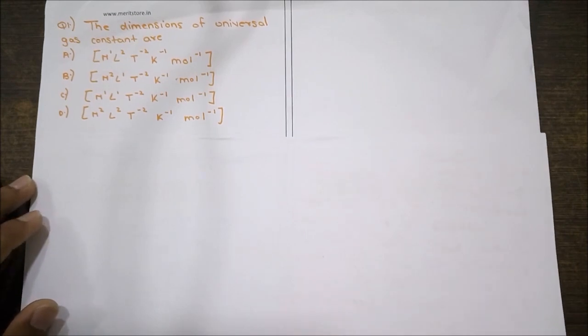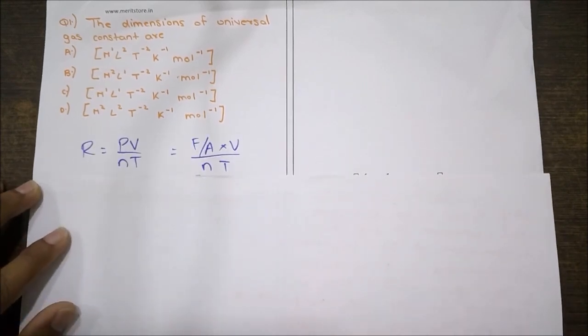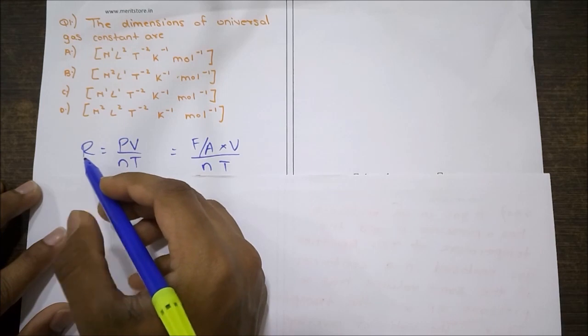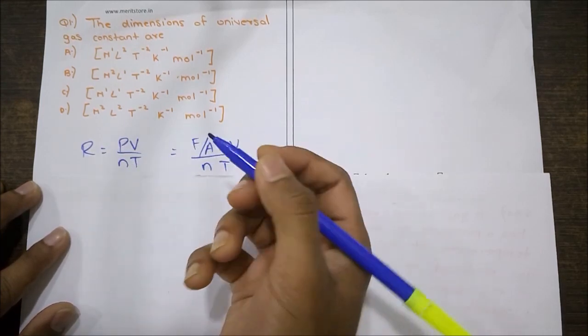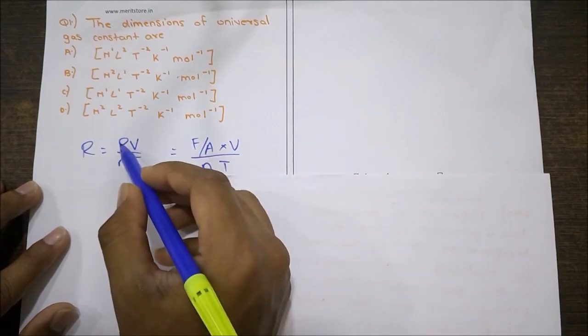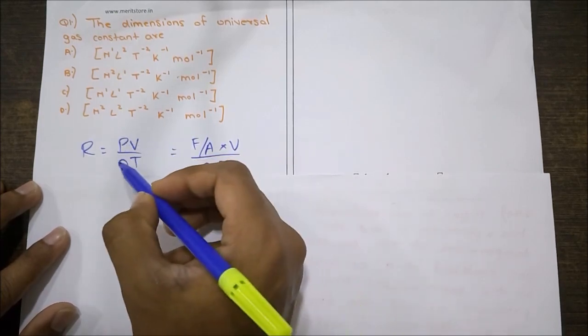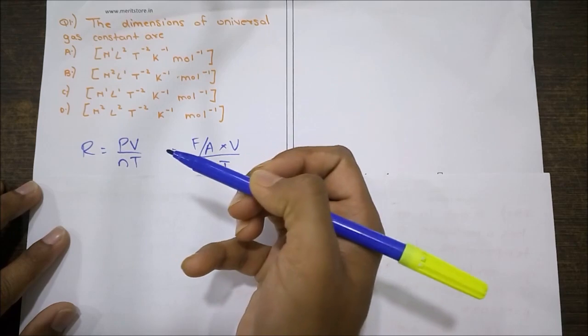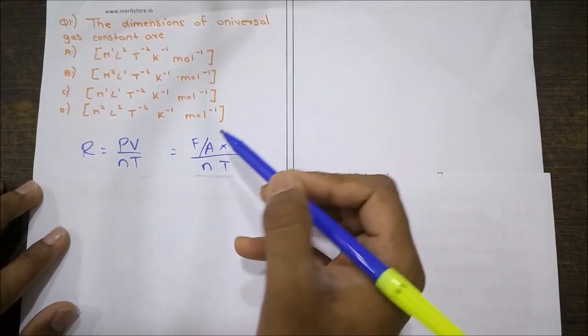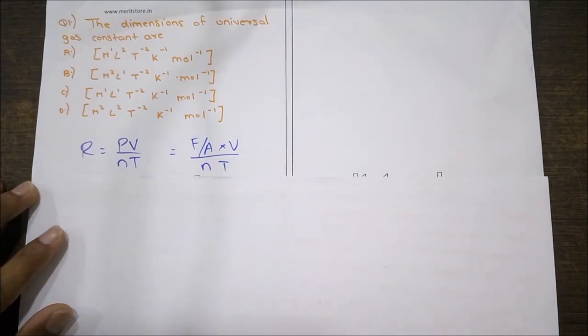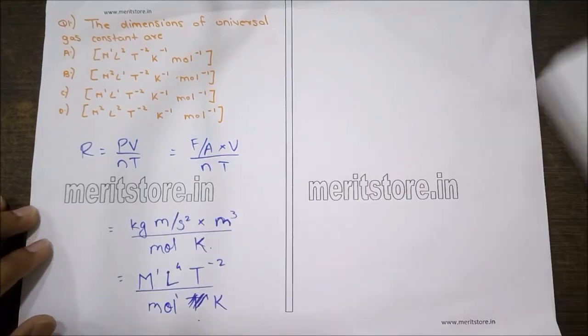So let's look at the general equation of the gas constant. Gas constant R can be rewritten from the ideal gas equation as PV upon nT. So P is the pressure, V volume, n is the number of moles and T is the temperature. Now the pressure can be written as force per unit area and the remaining things are kept as they are.